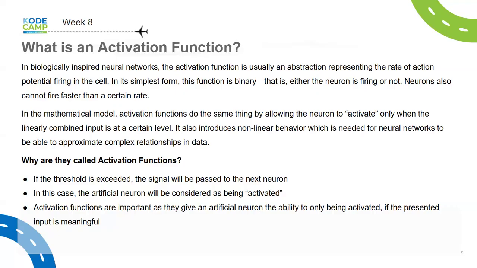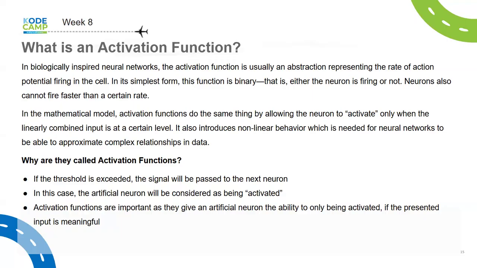So the reason why they are called activation functions is obvious. If the threshold is exceeded, the signal will be passed to the next neuron. So the neuron will be activated. In this case, the artificial neuron will be considered as being activated, right? But if it's not up to that value, then it's not activated.